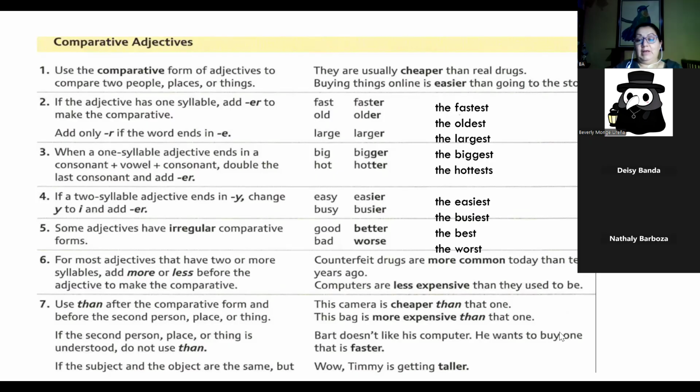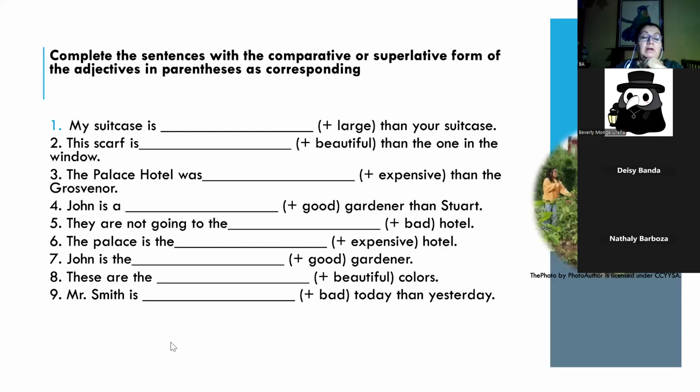Okay, Natalie. Okay, so we're gonna do the practice with the comparatives, okay? This should be easy for you. Let's do it together. My suitcase is ___ than your suitcase. Mi maleta es large. What will be the comparative form? Largest. Larger. Okay, is it larger or largest? Largest. A ver. Larger. Larger.